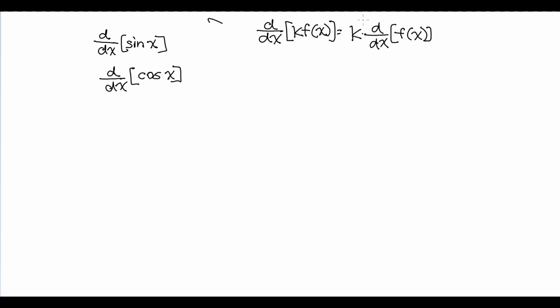So what we're going to do is find out the derivatives of sine and cosine. The derivative of sine of x equals cosine of x, and the derivative of cosine of x equals negative sine of x. You can prove these using the limit definition. Won't do them now, might do them later though. So let's start applying some of these derivatives.